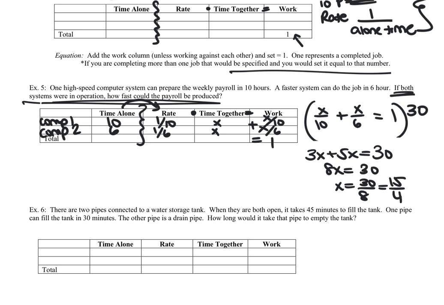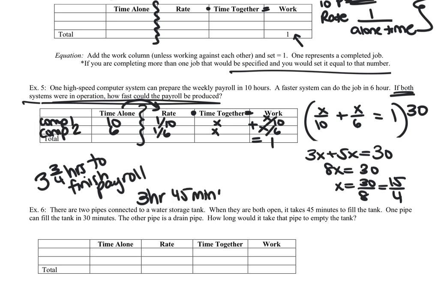And it's okay if you want to leave it as an improper fraction. If you feel more comfortable converting it to mixed numbers, that's fine. You don't have to necessarily go to minutes though. So in other words, it takes both computers 3 3/4 hours to finish payroll if they're working together. Now, again, if you want to, you could say 3 hours and 45 minutes. You could say 3.75 hours. Any of those would be fine.